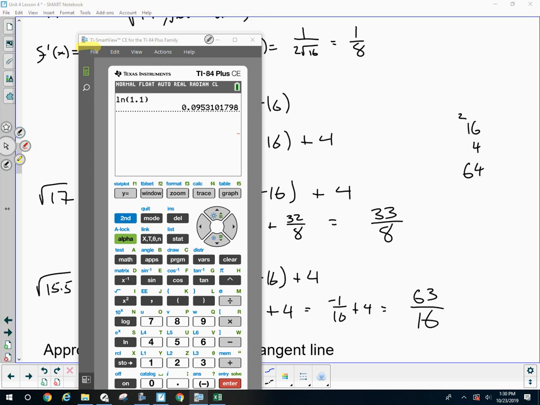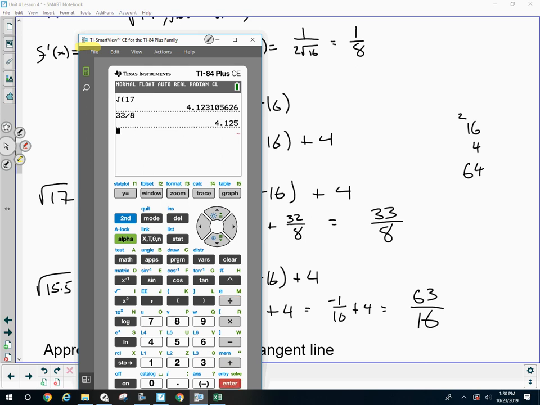Okay, so let's see how we did. Now the actual square root of 17 is 4.123. Okay, close to 4, like we knew. But we did better. We said it's not going to be close to 4, it's going to be close to 33 eighths.